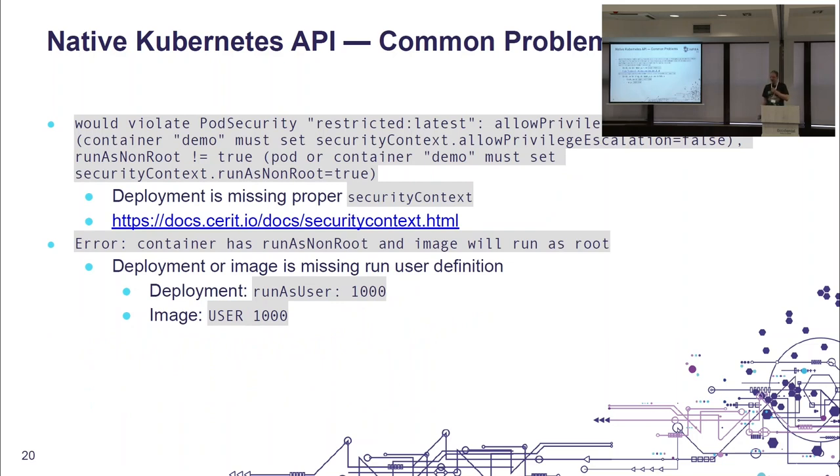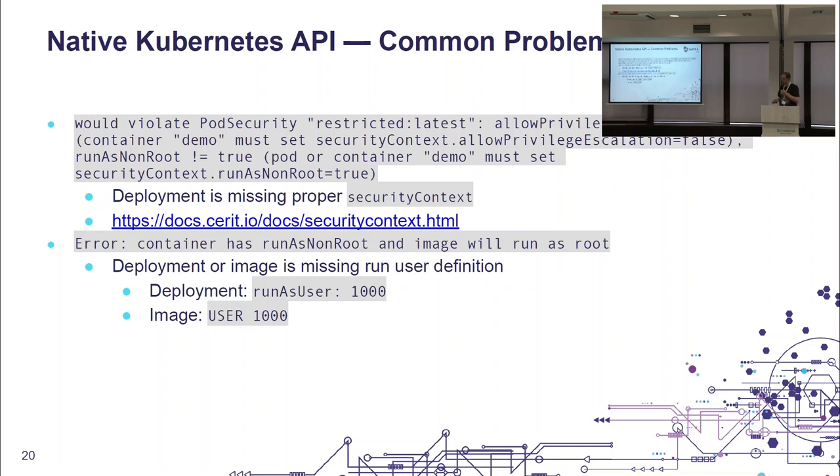And here I have two common problems that you can see when you are trying to run some containers in our platform. The first one is a warning that basically your manifest does not have a proper security context, and at the link below you can read how the context has to look, so you do not see such a warning, because that warning is actually a hard error and the container won't start for you.